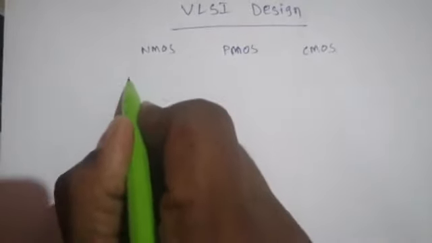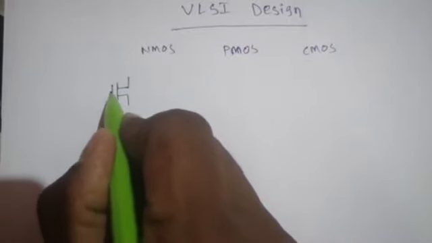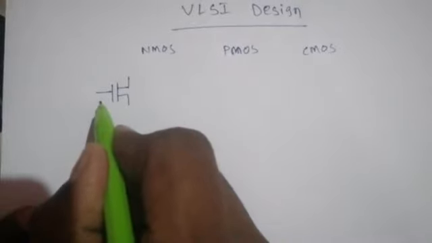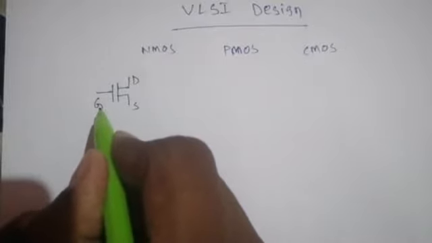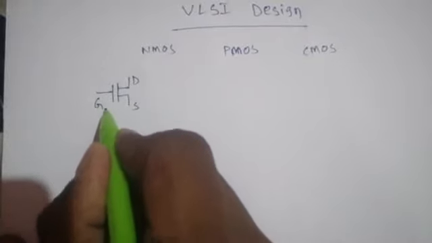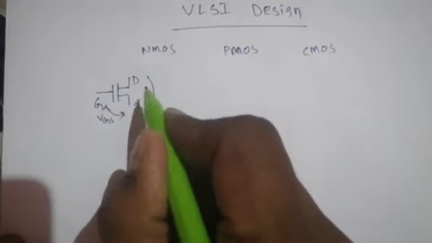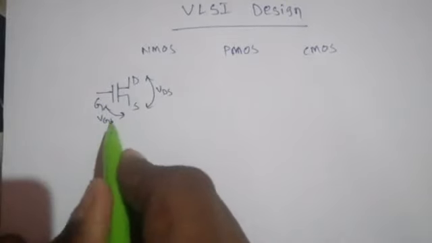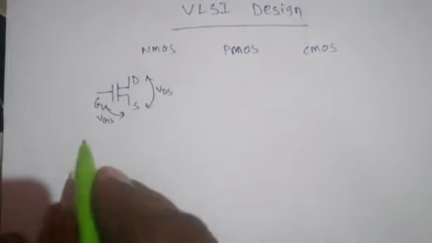So simply, NMOS's corresponding symbol is this one. This is the drain, source and gate. VGS is the gate to source voltage, and VDS is the drain to source voltage. Gate to source voltage will be treated as the input voltage, and drain to source voltage will be treated as the output voltage.